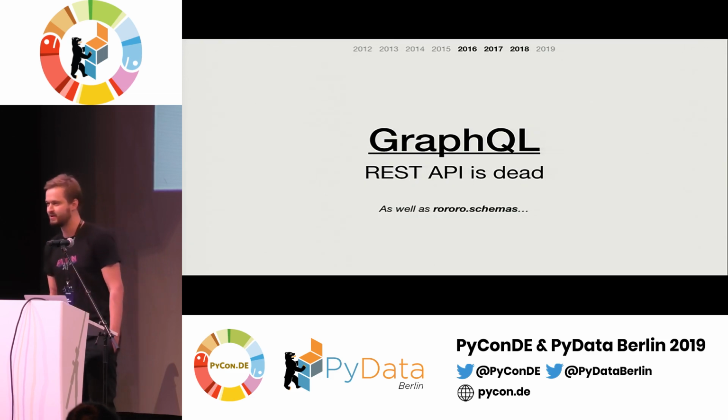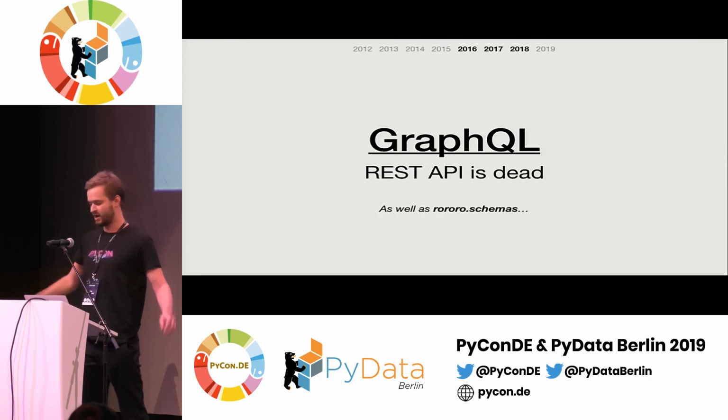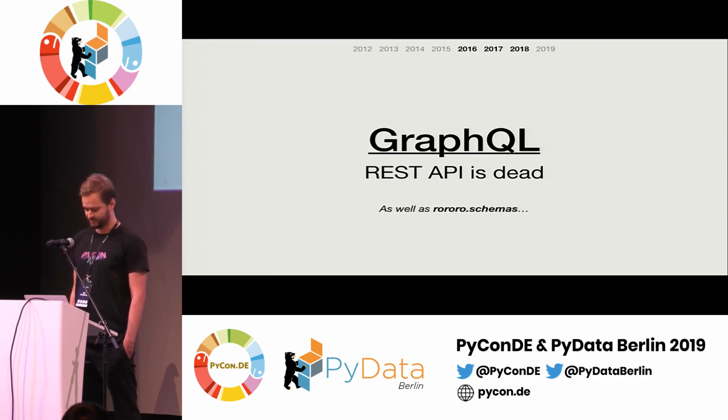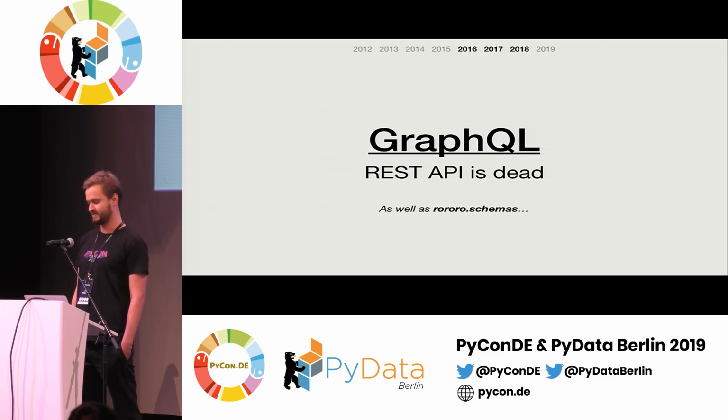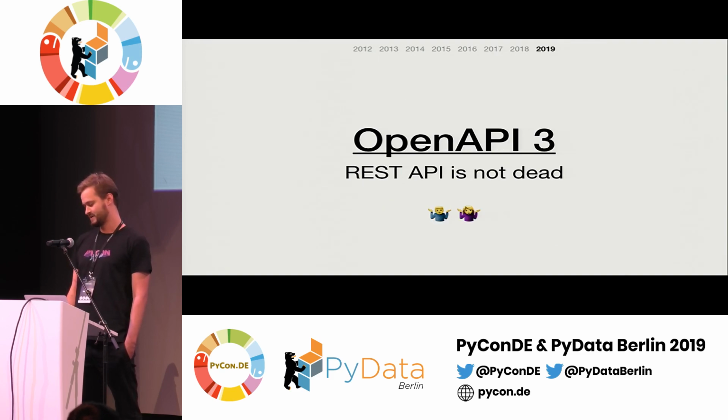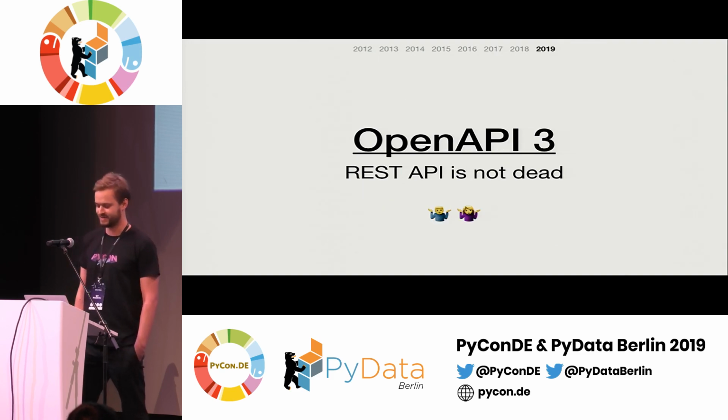GraphQL happened. REST API is dead. We all just lived on the back of the road. So yeah, I just abandoned rororo.schemas and started using GraphQL for all the things. But you know, the REST API is not dead.